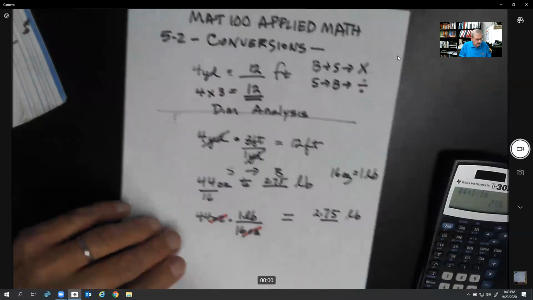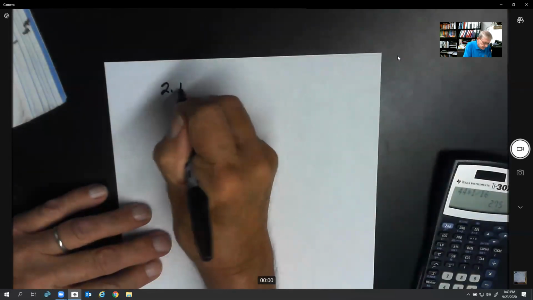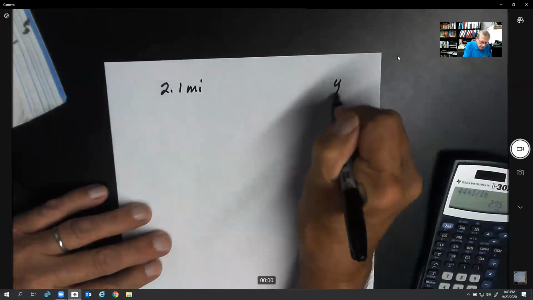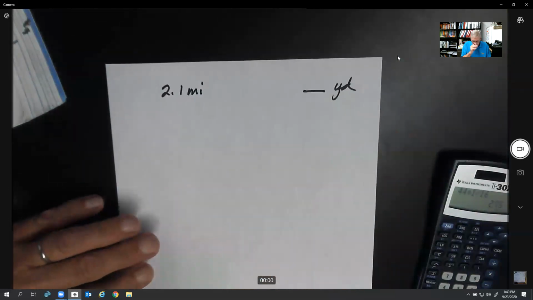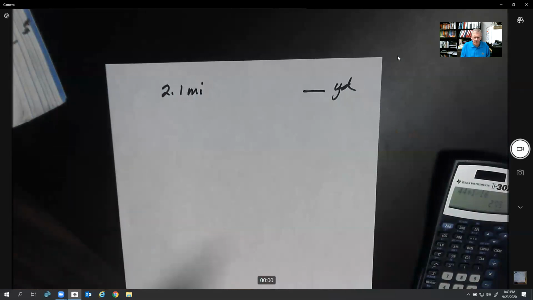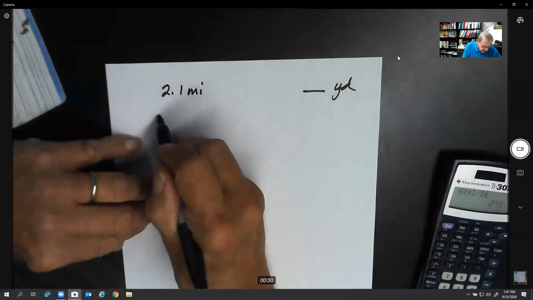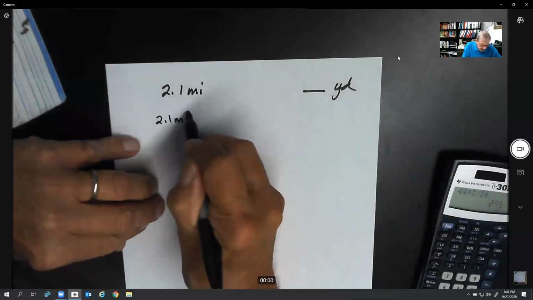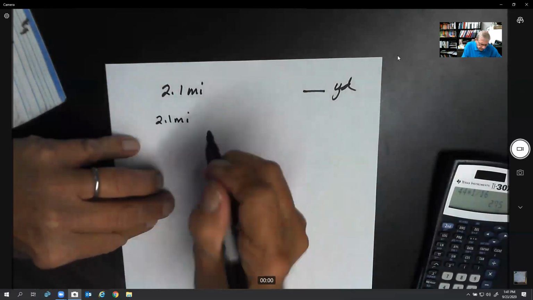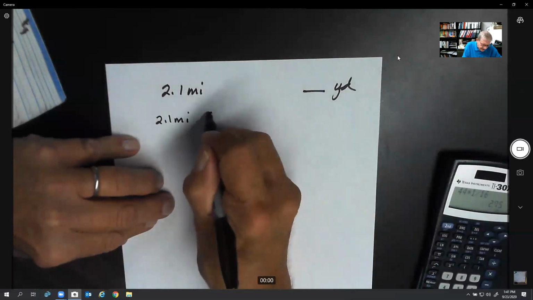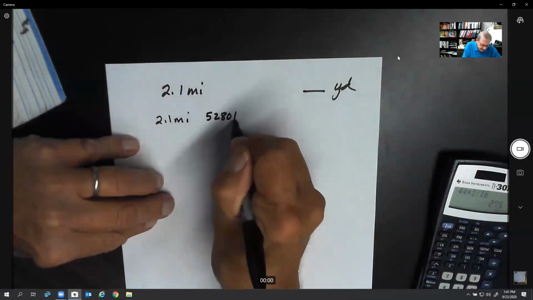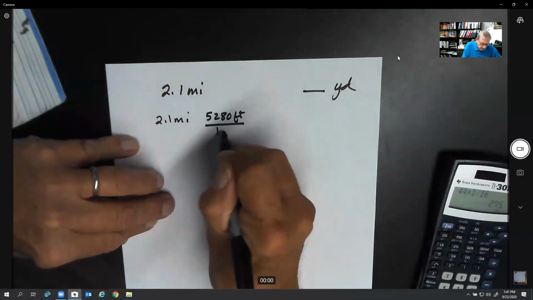I'm going to do this one right here. I want to change 2.1 miles to yards. Well, I know there are 5,280 feet in 1 mile, but I don't know how many yards there are. So what I'm going to do is this: 2.1 miles. And I know 5,280 feet equal 1 mile.